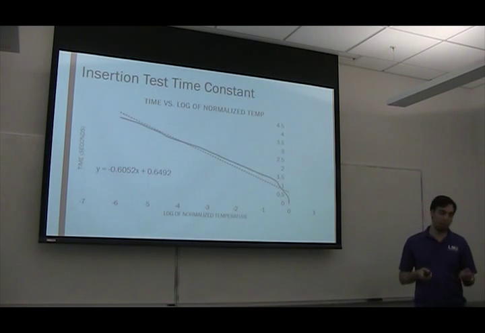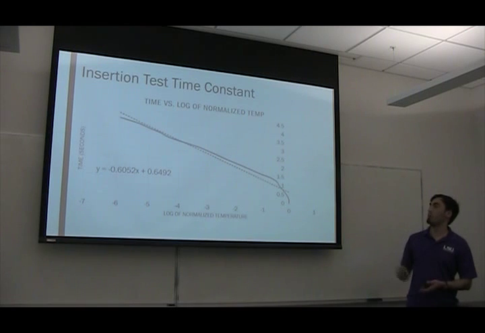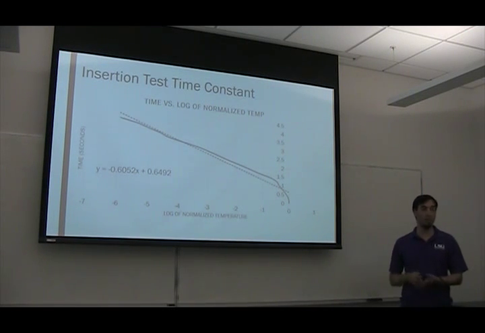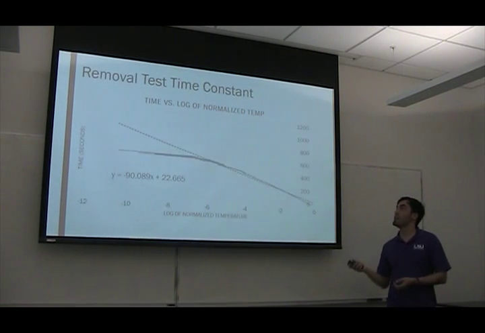Then after that, I graphed the log of the normalized temperature versus time. So for insertion, it was this. It declined much slower than the removal. As you can see, the time constant here was 0.605. And then for the removal test, the time constant was 90.1.